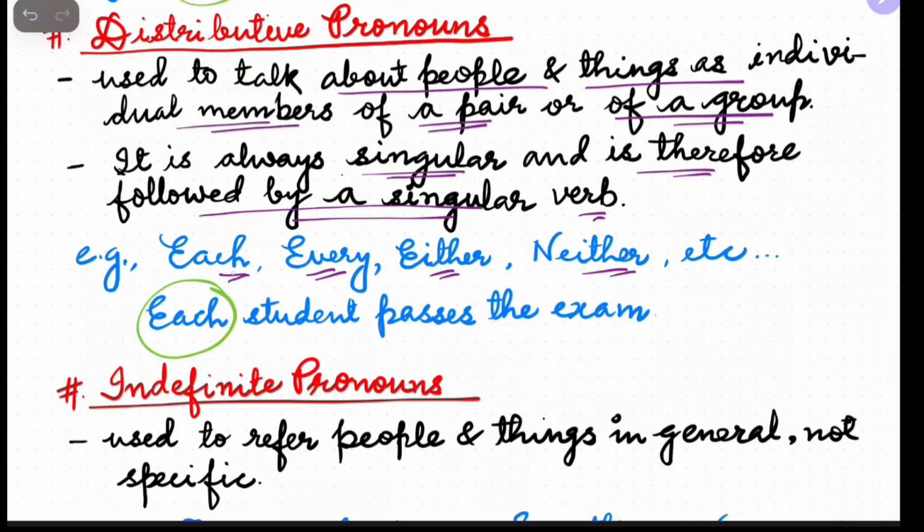And a distributive pronoun is always treated as singular, and therefore it is followed by a singular verb. Each student passes the exam. Each student passes the exam, because each is singular. That's why we use passes here. We don't use pass. It is treated as a singular verb, right? So here we used V5, not V1.